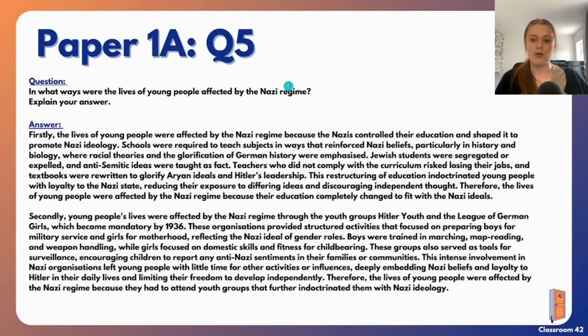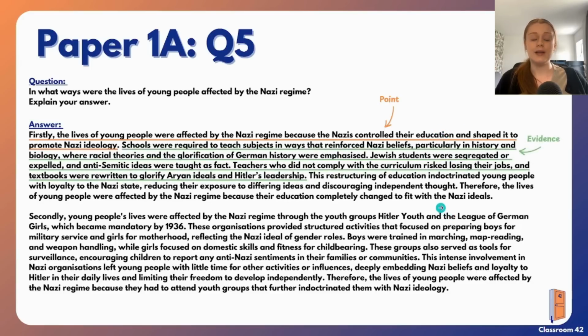We've got 2 paragraphs, each on a different way in which the young people's lives were affected by the Nazi regime. For this question, you don't really need to do an introduction or a conclusion because you're not really evaluating anything. You're just explaining how lives of people were affected. First of all, we need to state our point. Firstly, the lives of young people were affected by the Nazi regime because the Nazis controlled their education. So that's our first main point, education.